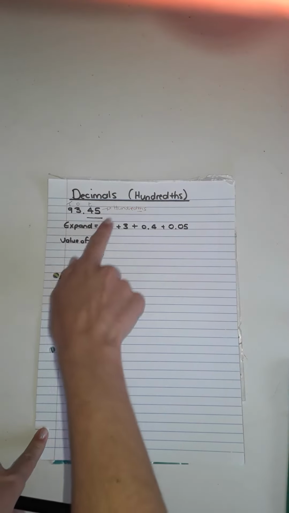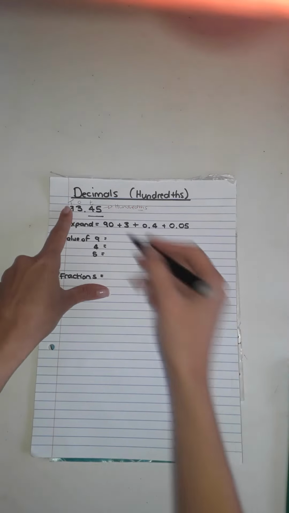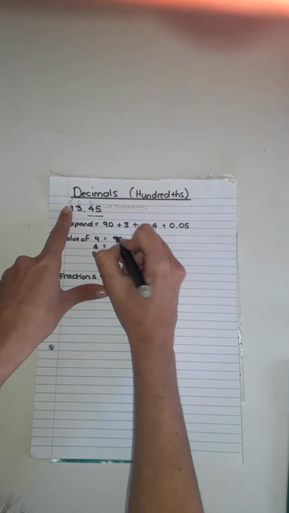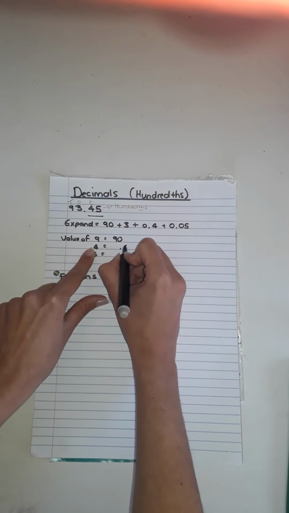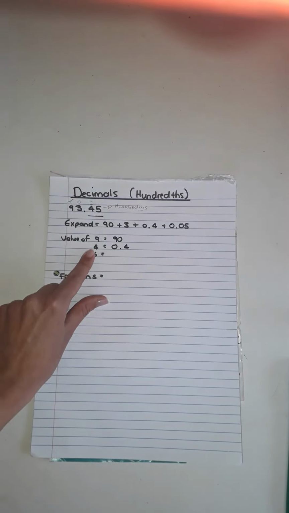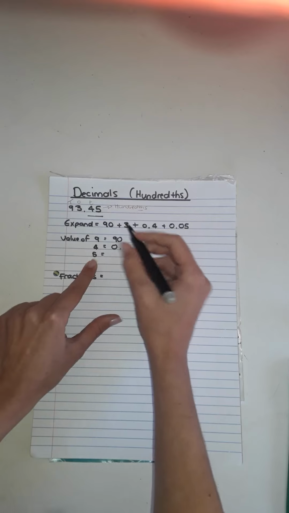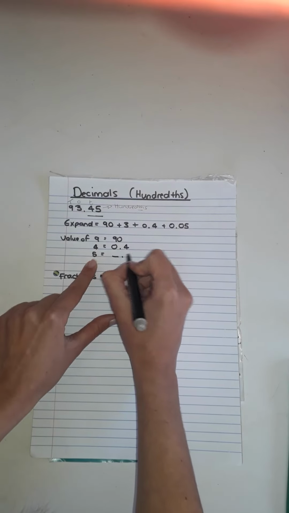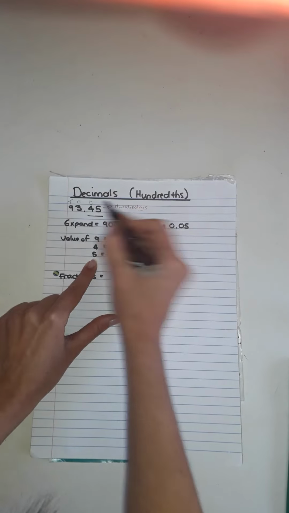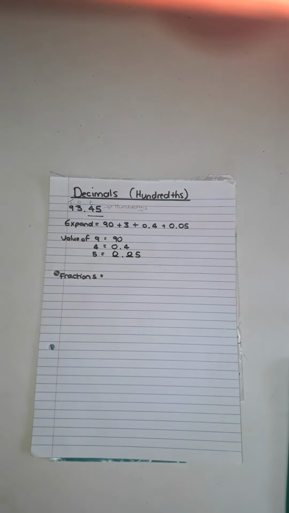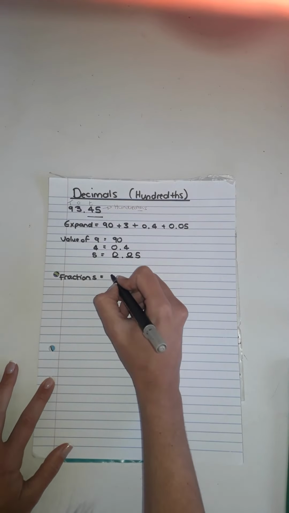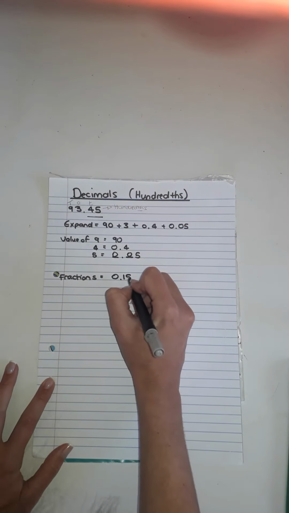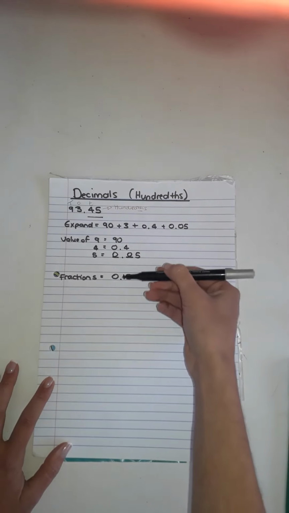Now, I can also find the value of different digits in this number. 9 is in the tens place, so its value is 90. 4 is in the tenths place. So to show tenths, I have to put it after the decimal, 0.4. 5 is in the hundredths place, so I know I have something point something 5 because 5 is in the hundredths, and I just fill up the empty spaces with zeros: 0.05.